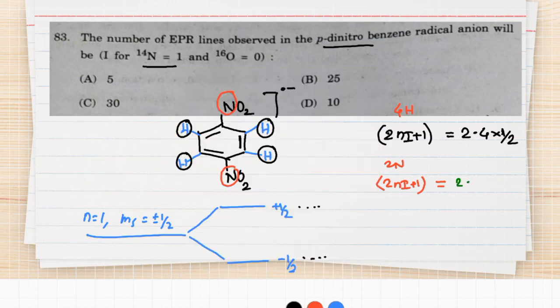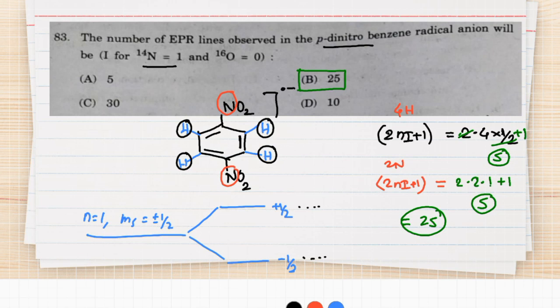Now 2 into 2 nitrogen into I value of 1, plus 1: 2 into 2 is 4, plus 1 is 5. Here there will be 5 lines. And for the hydrogen, the 2 cancels, 4 plus 1 is 5. So 5 into 5: the expected lines from this compound will be 25 lines, and that's why your answer will be B.